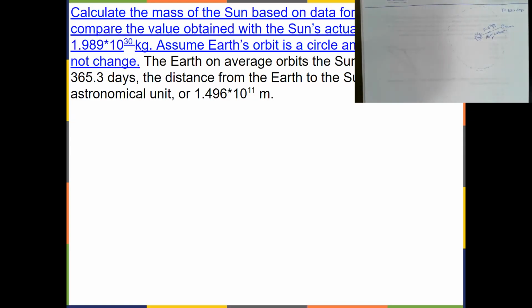It tells you the actual mass of the sun is 1.989 times 10 to the 30 kilograms. But you don't use this number for your calculation. Based on the gravitational law and the circular motion, you calculate the mass yourself, and then compare what you got to this number provided.